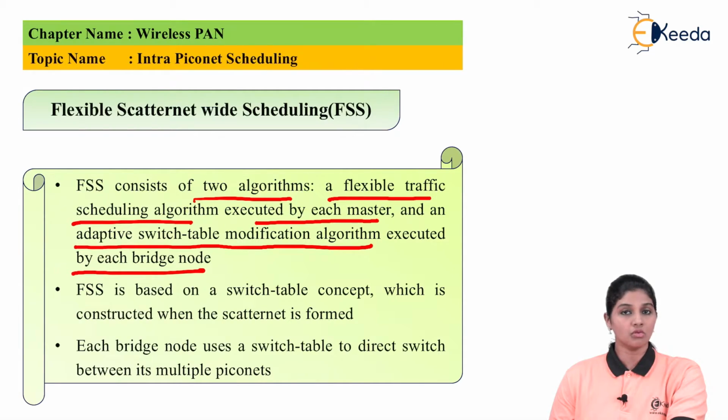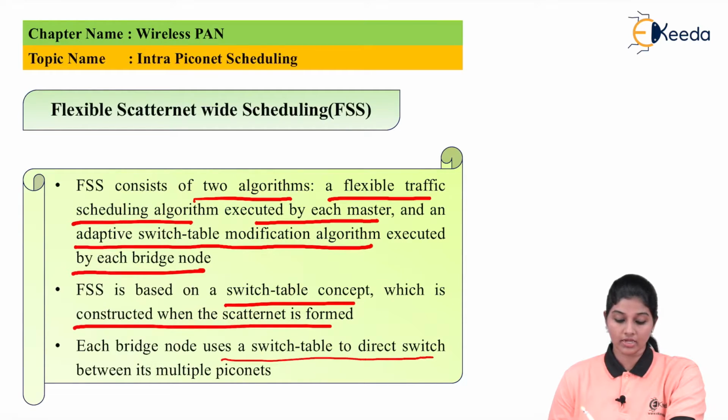Basically, a bridge node is the node which is present between two Piconets, so that the two Piconets can communicate with each other through that bridge node. So the bridge node executes the adaptive switch table modification algorithm, and the master executes the flexible traffic scheduling algorithm. Now FSS is based on the switch table concept, which is constructed when the scatternet is formed. Each bridge node uses a switch table to switch between multiple Piconets. As we know, the bridge node acts as a middle point between two or more Piconets, which form one scatternet.